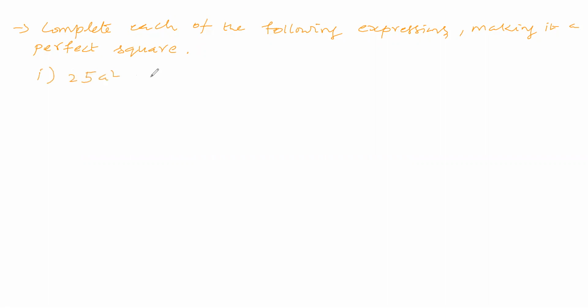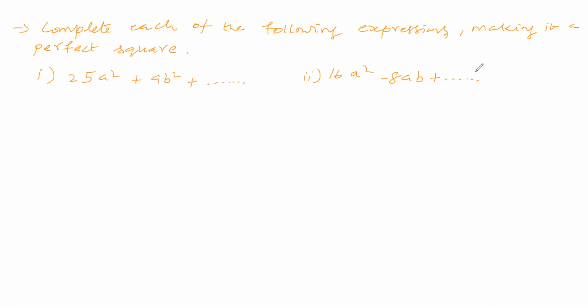Complete each of the following expressions, making it a perfect square. First subdivision: 25a square plus 9b square plus dot dot. Second subdivision: 16a square minus 8ab plus dot dot.